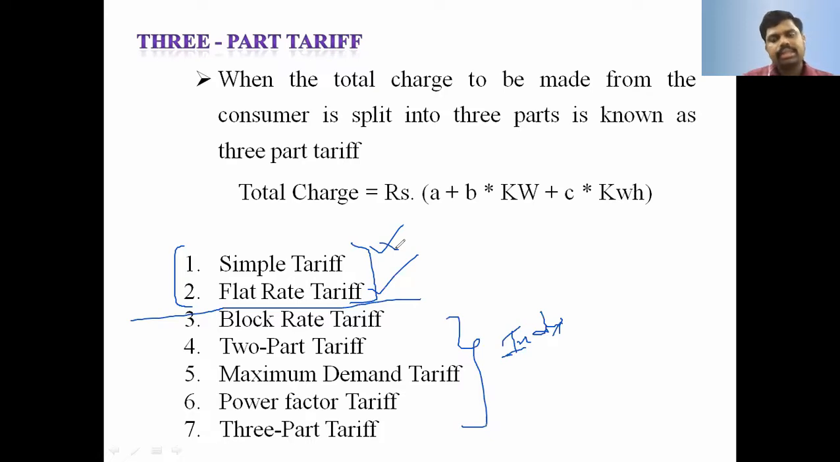In the flat rate tariff, different categories are considered. For agriculture, we charge a separate amount. For domestic load, we charge a different amount. Likewise for irrigation load and municipal load. But in the block rate, two-part, maximum demand, power factor, and three-part tariffs, based upon the industry, that is small scale, medium scale, and large scale, the power requirement and energy consumption determine which method they go for. These 5, the block rate, two-part, maximum demand, power factor, and three-part tariffs, are applicable only for industrial consumers.